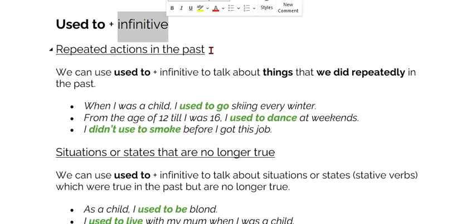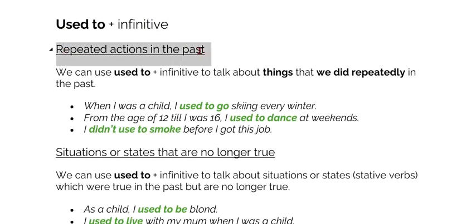So we can use used to plus infinitive, or plus a simple verb, to talk about repeated actions in the past. Another way of talking about repeated past events or repeated past actions is to use used to plus an infinitive. Be careful with the pronunciation, used to. So we can use used to plus infinitive to talk about things that we did repeatedly in the past.